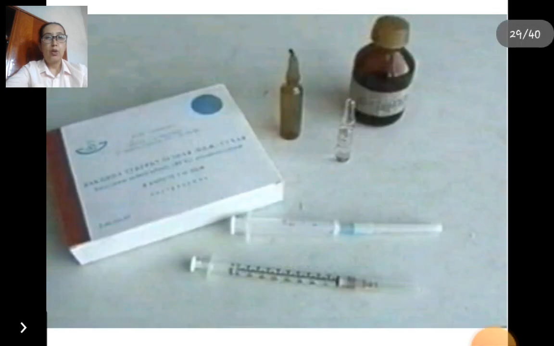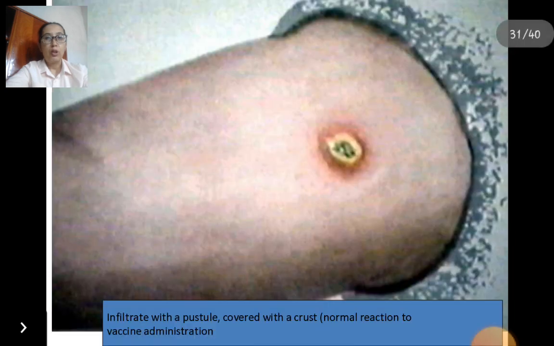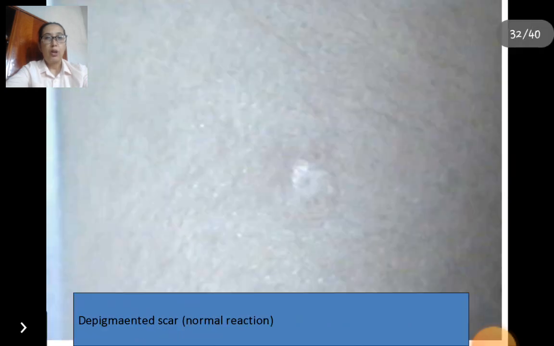In this slide you can see what the BCG vaccination, the vaccine of Calmette and Guérin, looks like. It is a local post-vaccination reaction, an infiltrate after 6 to 8 weeks. It is a normal reaction. An infiltrate with a pustule covered with a crust is a normal reaction to vaccine administration, and the depigmented scar is also normal. It is the scar after BCG.